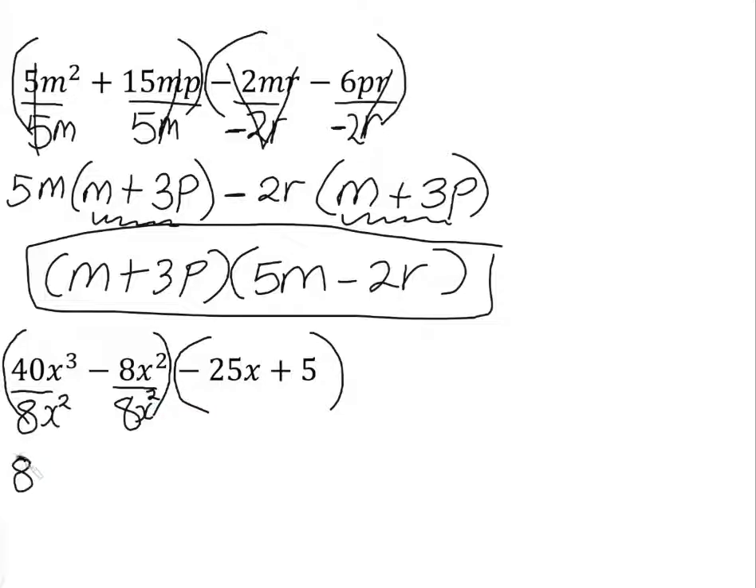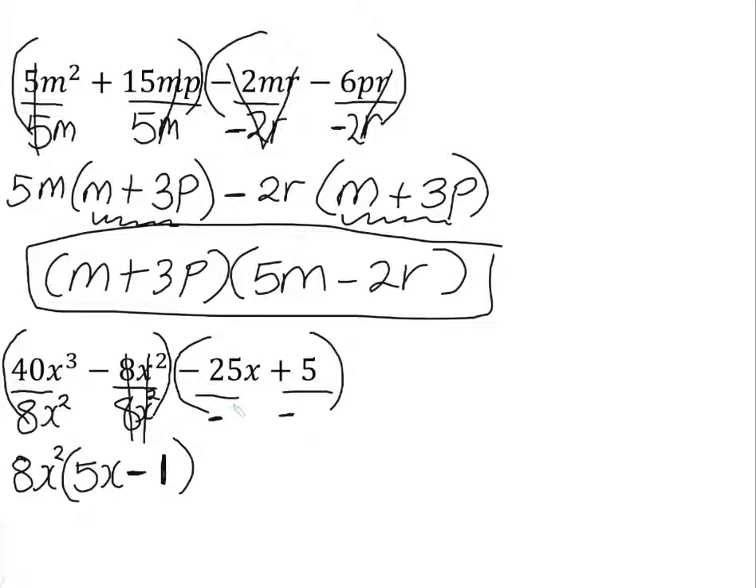So this will be 8x squared. Divide to get what's inside. 40 divided by 8 is 5. X to the third divided by x squared is x. Okay, the 8's cancel, the x squareds cancel, so that's minus 1. I notice that here a negative is leading, so I'm going to take the negative. No one wants to follow a negative person. Take that person out. So I'm going to take out the negative.